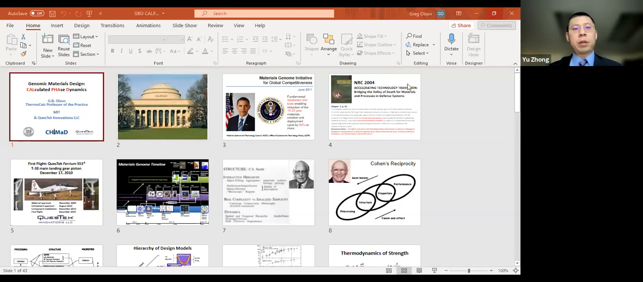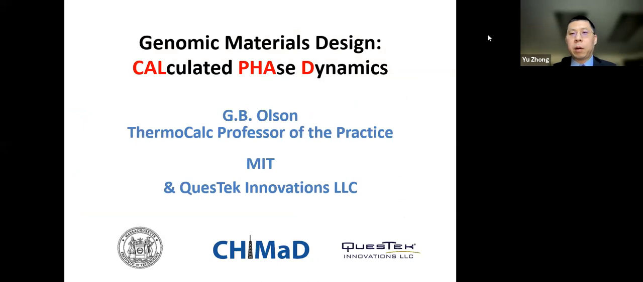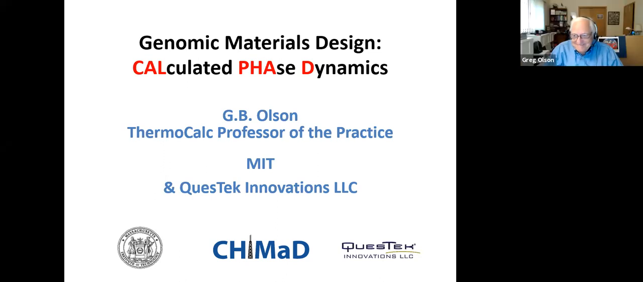Okay, that's great. While you are preparing, let me give a brief introduction. Professor Greg Olson is currently the Thermo-Calc Professor of the Practice in the Department of Materials Science and Engineering at MIT. He is a co-founder of the NIST-supported ChiMaD Center and also a founder of QuesTek. He is a member of the National Academy of Engineering, the Royal Swedish Academy of Engineering Sciences, and a fellow of ASM and TMS. One surprise to me is that he's also a member of the American Academy of Arts and Sciences. So I guess I will check with him on some questions of arts.